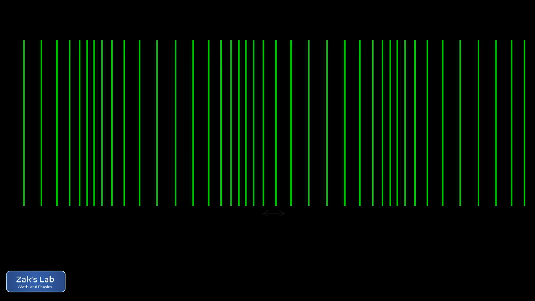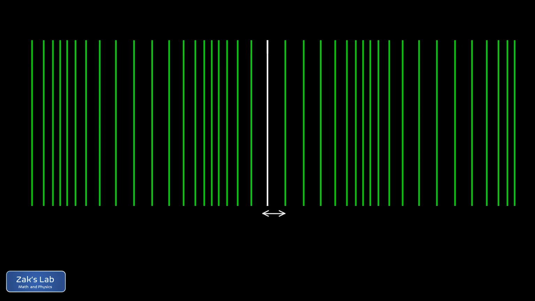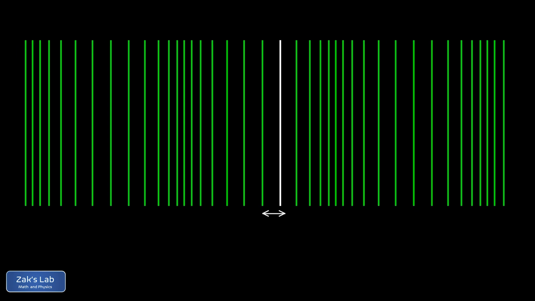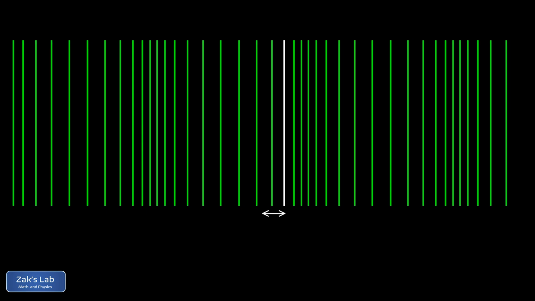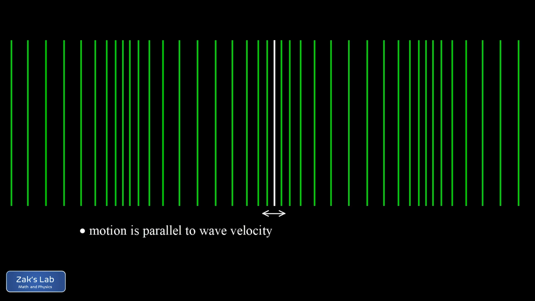So I'm going to start by focusing on the direction of motion of the medium. And by the medium, I mean the air molecules. So if we highlight just one of these lines, we see that our molecules represented by that line wiggle left and right, while the wave propagates to the right. In other words, the motion of the medium is parallel to the wave velocity. And this is the defining feature of longitudinal waves.